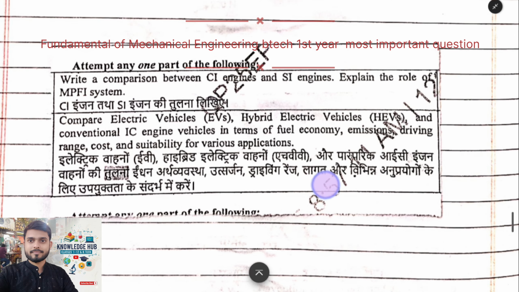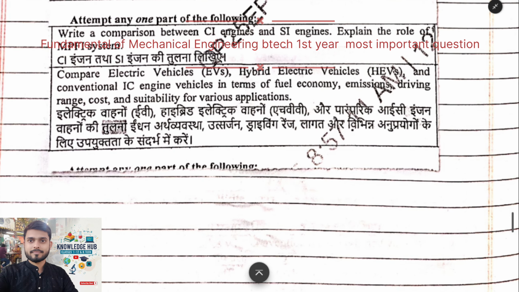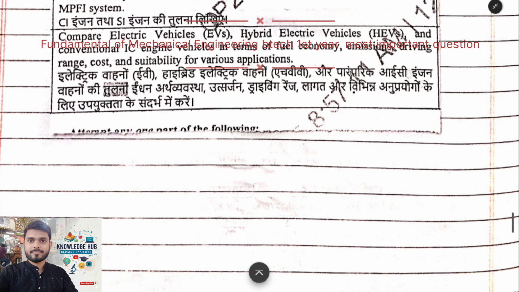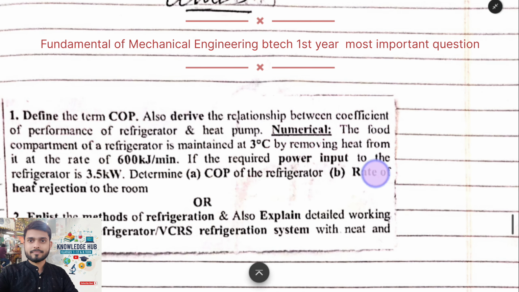Now write the comparison between CI, meaning compression ignition engine, and SI, meaning spark ignition engine. Explain the role of the MPFI system. Compare electric vehicle, hybrid vehicle and conventional IC engine vehicle in terms of fuel economy, driving range, cost and sustainability for various applications. This is basically all about electric vehicles and so many other things.